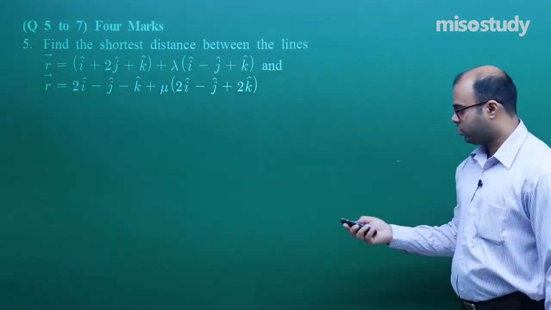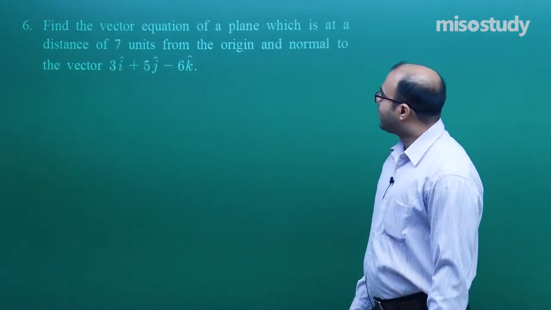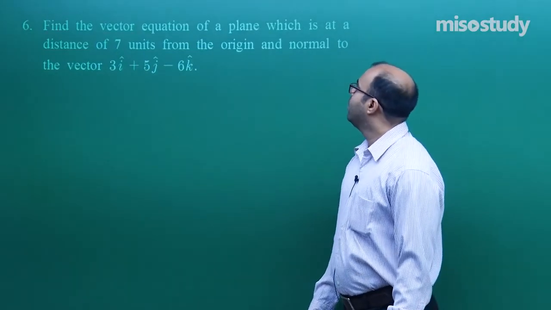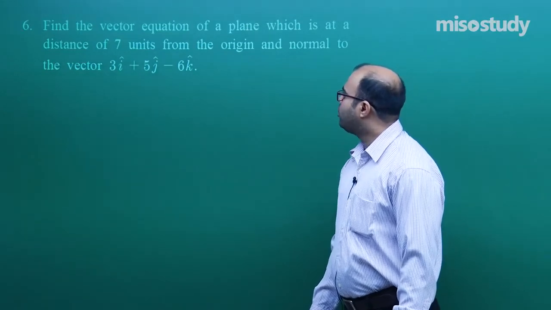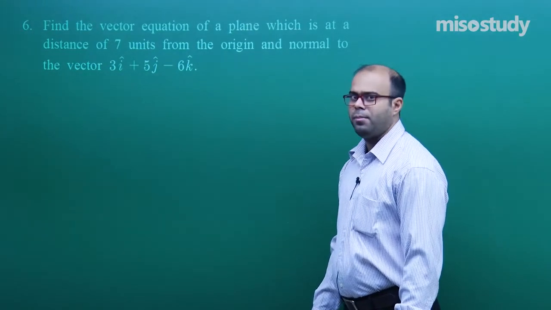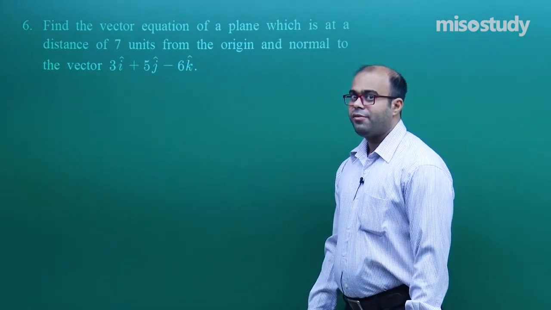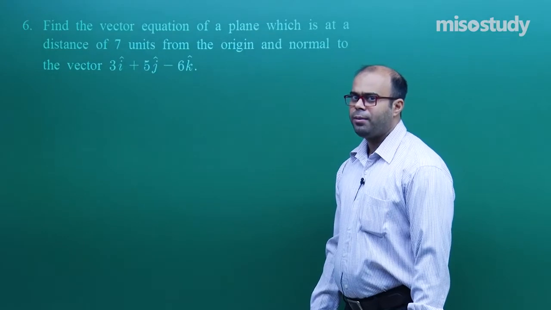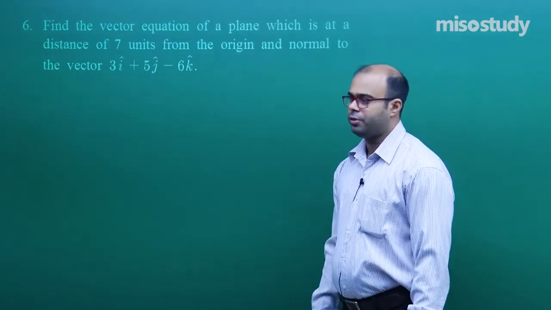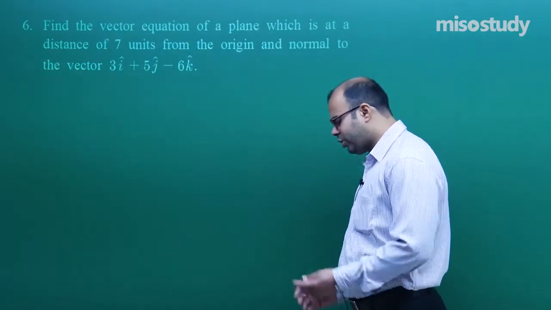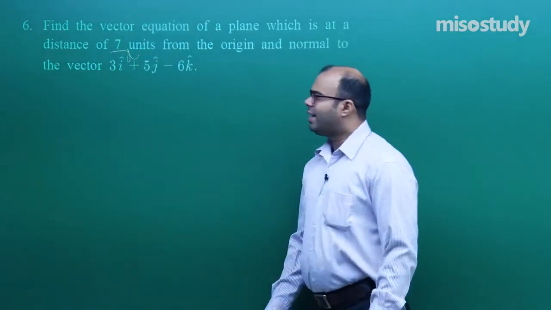Now let us move on to the 6th question, which is also of 4 marks. It says, find the vector equation of a plane which is at a distance of 7 units from the origin and normal to the vector 3i cap plus 5j cap minus 6k cap. So if you remember vector equation of a plane, in the first form, it needs a unit vector perpendicular to the plane and distance of that plane from the origin. So distance of the plane from the origin is given, which is 7 units. This is actually d.